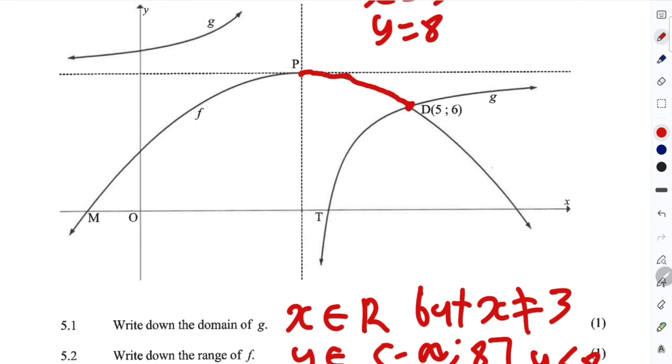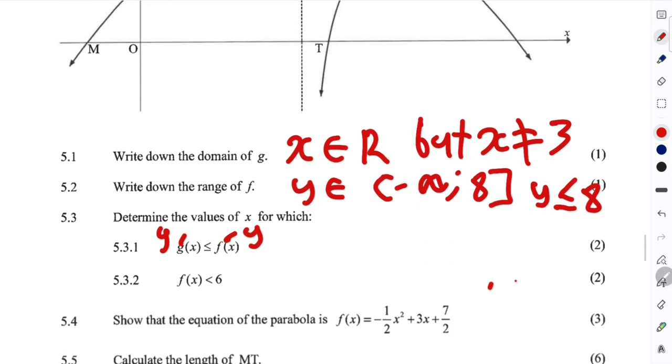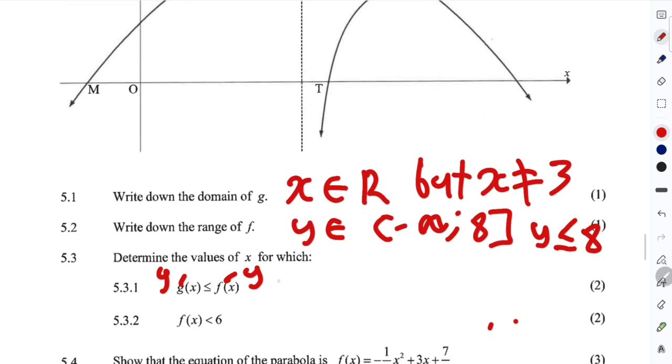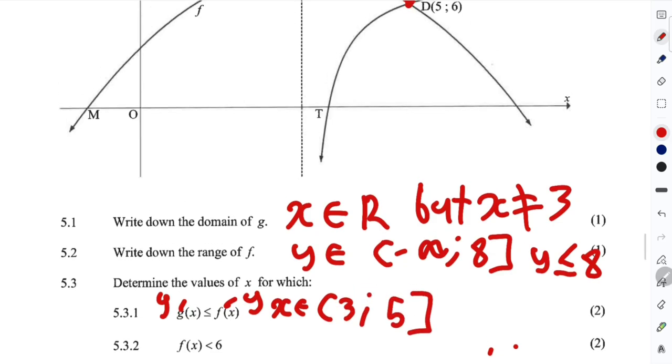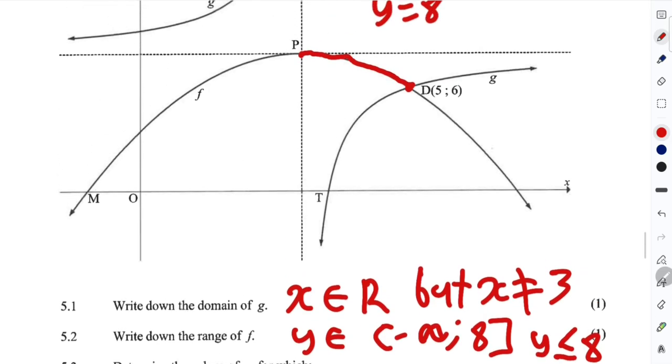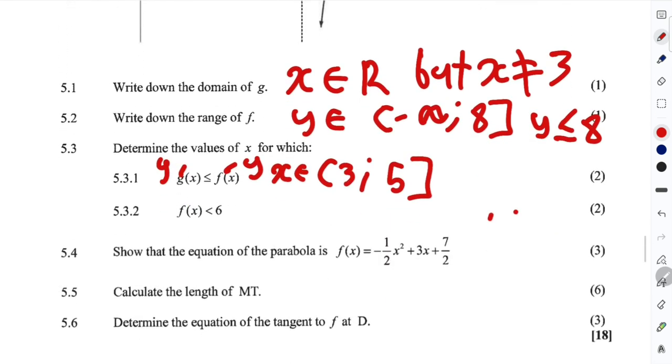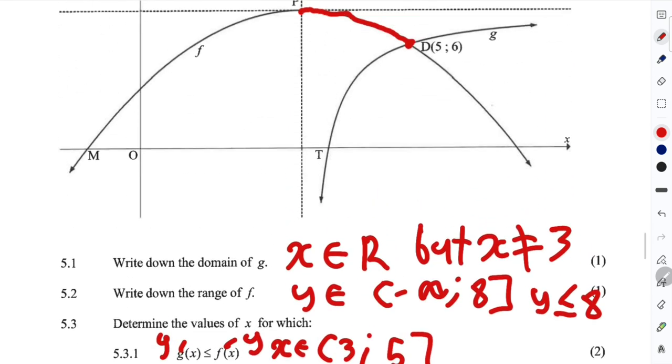So that means x is an element of 3 to 5, with 5 included, because they said less than or equal to, and at 5 they're equal. The reason I didn't include 3 is because, remember, 3 is an asymptote.